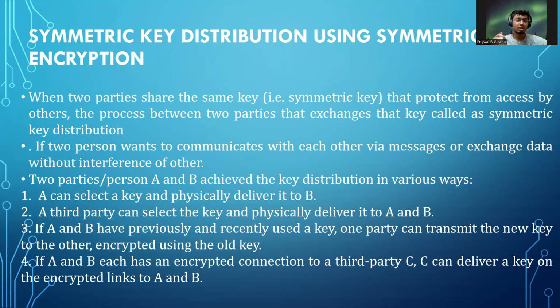If two people want to communicate with each other via messages or exchange data without interference of others, two parties, person A and person B, can achieve the key distribution in various ways. A can select a key and physically deliver it to B. A third party can select the key and physically deliver it to A and B. If A and B have previously and recently used a key, one party can transmit the new key to the other, encrypted using the old key. If A and B each has an encrypted connection to a third party C, C can deliver a key on the encrypted links to A and B.